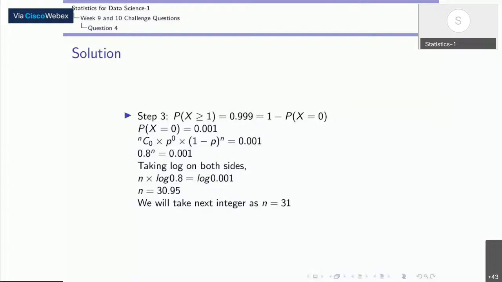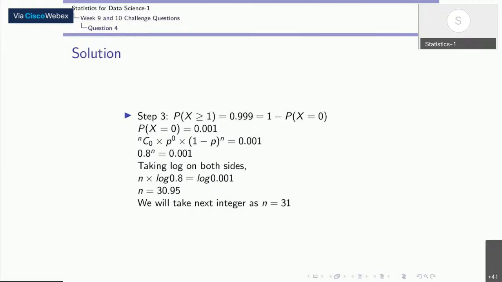So how will we calculate the probability of x equal to 0? It will be nC0 p raised to 0 into (1 minus p) raised to n, which equals 0.001. We calculated p and 1 minus p in the previous step. Our p was 1 by 5, or 0.2, and 1 minus p is 4 by 5, or 0.8. We know nC0 equals 1, and p raised to 0 also equals 1. So (1 minus p) raised to n, that is 0.8 raised to n, equals 0.001, right?